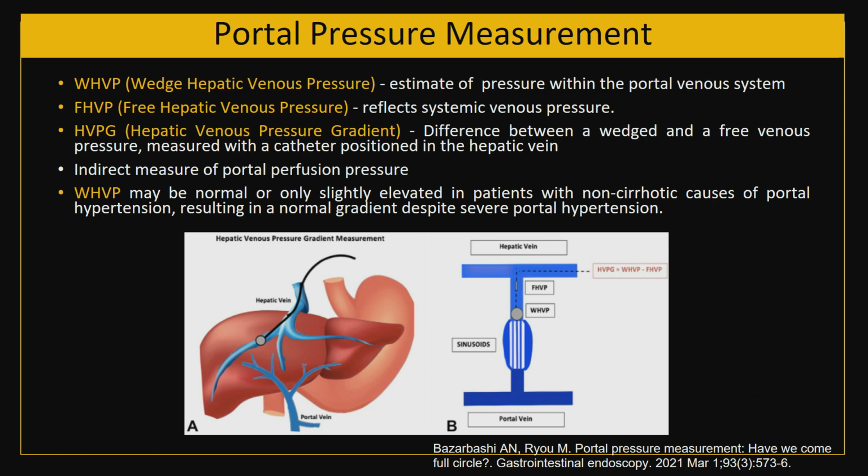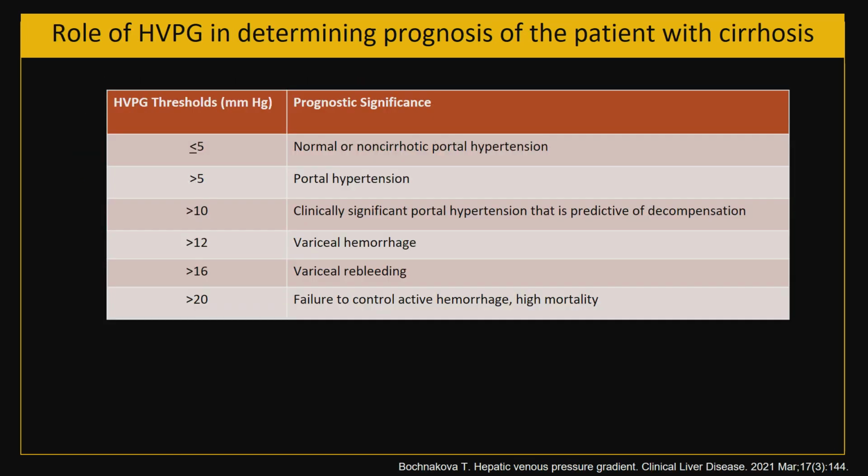We first enter through the internal jugular vein into the hepatic vein, preferably the right hepatic vein, and measure the free pressure without obliterating the lumen. That is the free hepatic venous pressure. Then we inflate the balloon within the hepatic vein and measure the wedged hepatic venous pressure. The pressure gradient between wedged and free is called the hepatic venous pressure gradient, HVPG, which was also discussed in the previous slide.